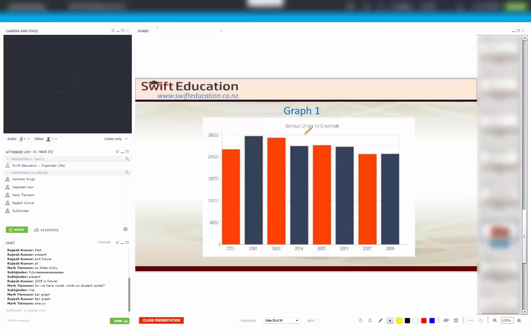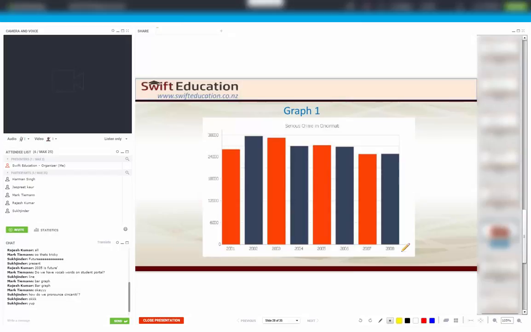It says, it shows, it's Cincinnati. It is a city in the state of the US, that's Ohio. Ohio is the state, and one of the cities is Cincinnati. So is that okay, Sukhjinder? Now, serious crime in Cincinnati. So we are observing the serious crime in Cincinnati over the period from 2001 to 2008.